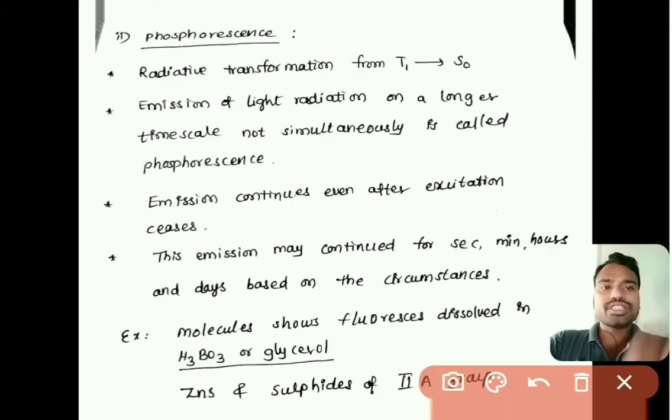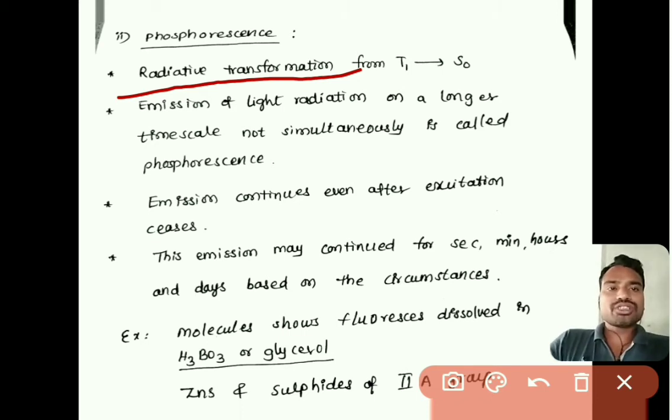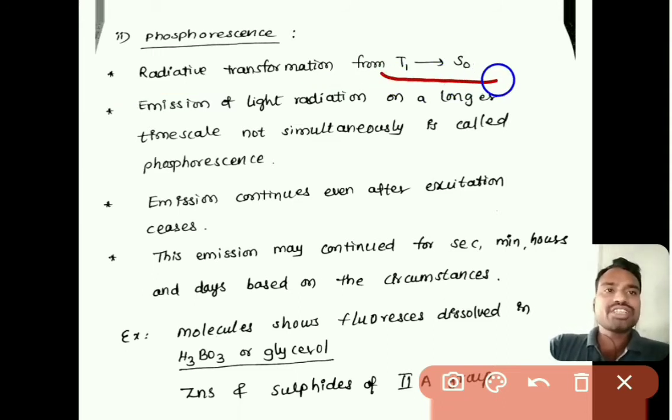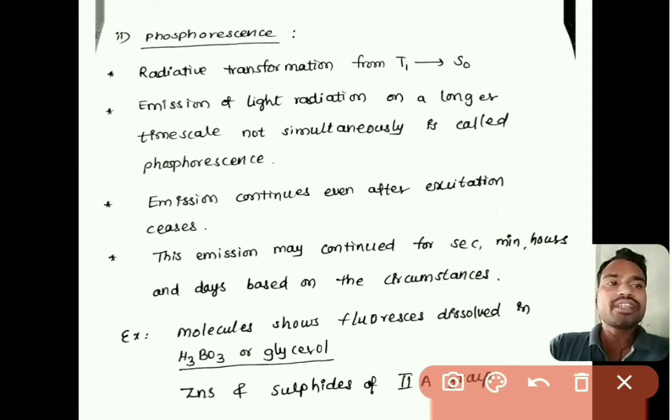Next is phosphorescence. In the Jablonski diagram we have discussed the radiative transition between the first triplet excited state to the singlet ground state, which is called phosphorescence. Here the transition takes place between two different energy states, because T1 is a triplet state and S0 is a singlet state, right.